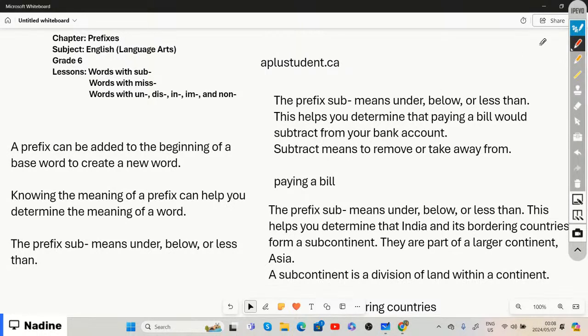All right, so we see that a prefix can be added to the beginning of a base word to create a new one. And remember, we said a base word is a word that can stand on its own, right? And then a prefix is letters that are added to the beginning of that base word, and then we create a new word.